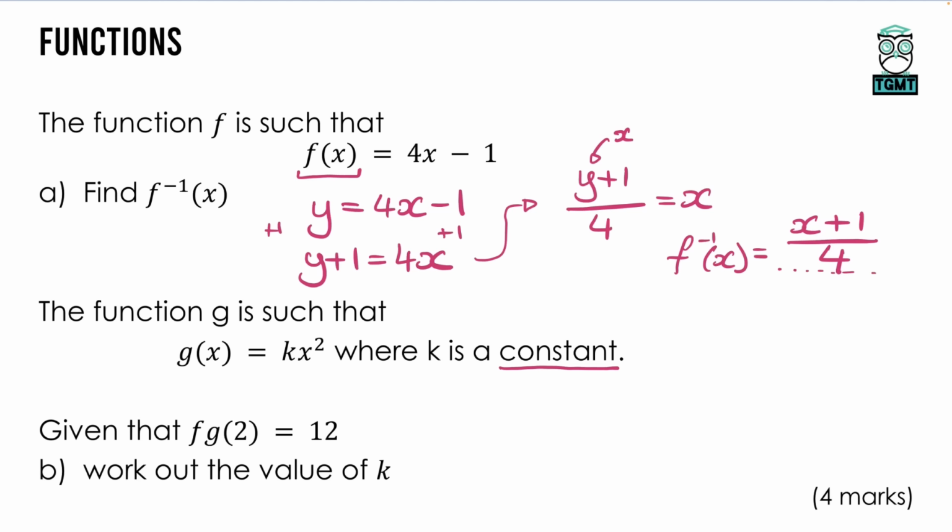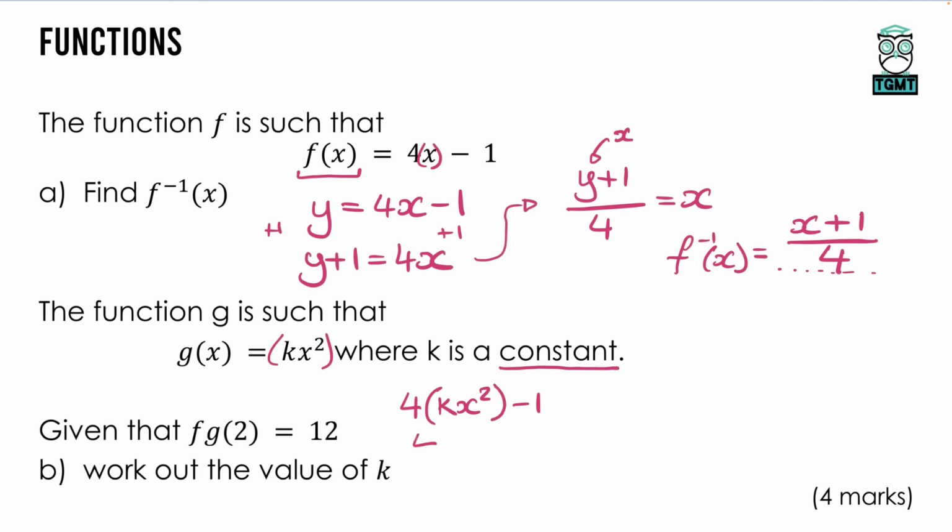So we have a composite function here, but the function g has this kx squared. We need to put the function g into the function f. So normally I would just put a bracket around the x in the other function, and just replace that piece. So we have 4 lots of (kx squared) minus 1. And there we go, that is the function fg. It does want us to put 2 into that, and it says that it's equal to 12. But let's first just expand this.